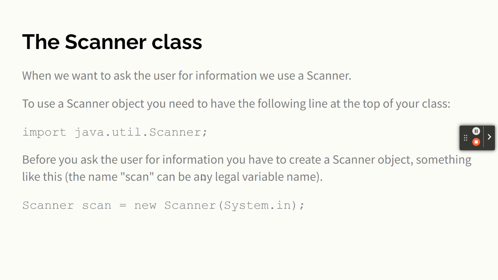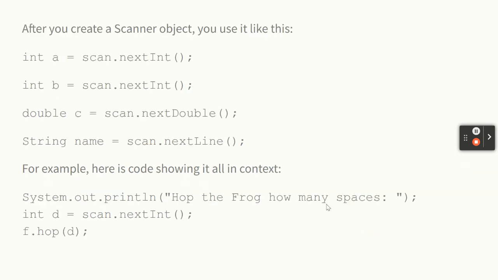So you say Scanner scan. It doesn't have to be called scan. It could be called scannerHayes. It could be called scannerX. It could be called scannerMrFroggy. But then equals new Scanner, and you have to say System.in. That's just how it works. That tells it where it's getting the input.